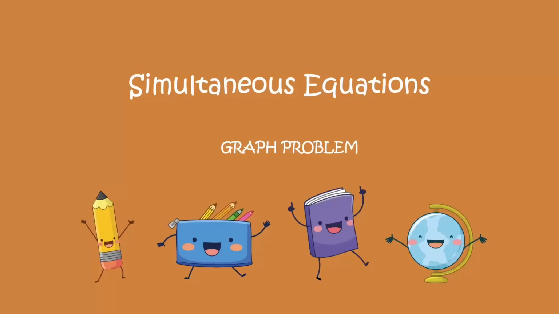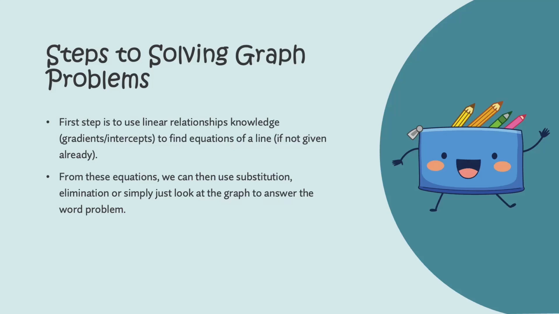Hi everyone, so today we're continuing looking at simultaneous equations. In particular, we're going to be looking at a graphical problem. Graphical problems, as the name suggests, involve a graph, and sometimes we need to use our linear relationships knowledge to find the equation of a line if it's not given already.